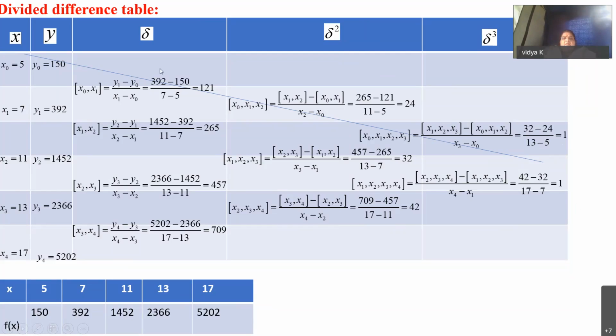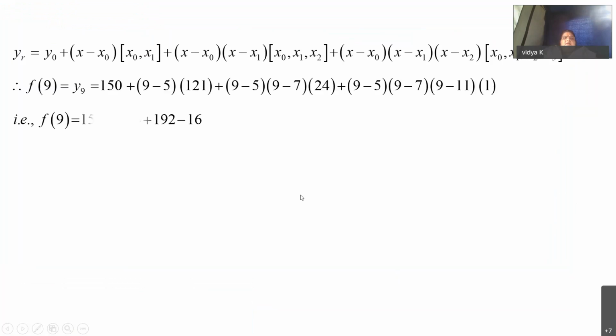So stop there. Then always you prefer the first path. Path is this. All the first values. Now you write the formula and substitute the corresponding value. You get f at 9 as 8, 10.